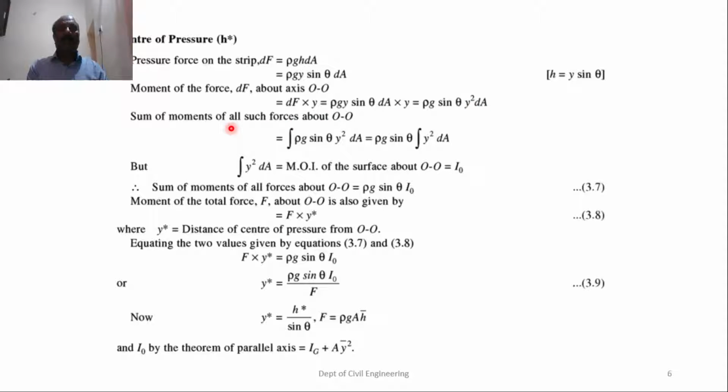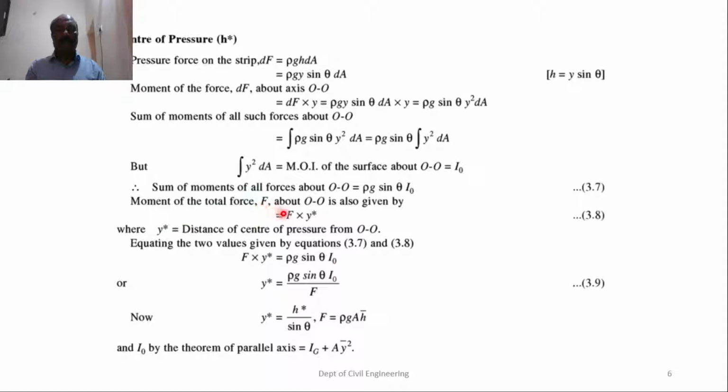The sum of the moments of all such forces about O means we have to integrate. Taking rho g sin theta outside, we integrate y square dA. The integral of y square dA is the moment of inertia of the surface about O, I naught. So the sum of the moments of all the forces about O is rho g sin theta I naught.